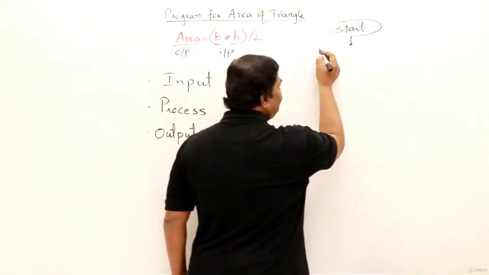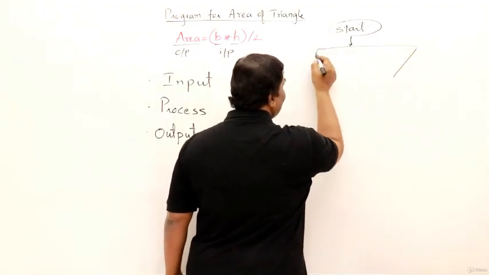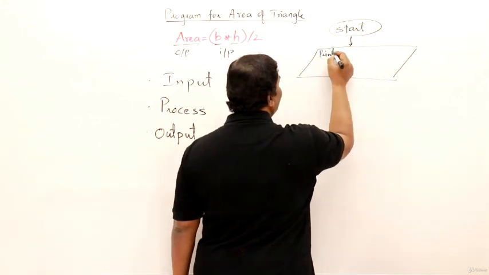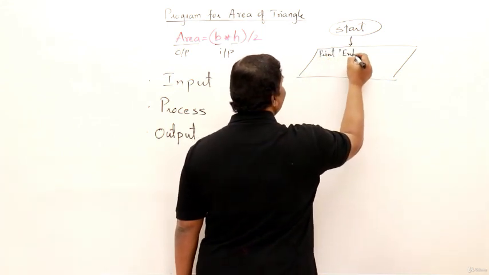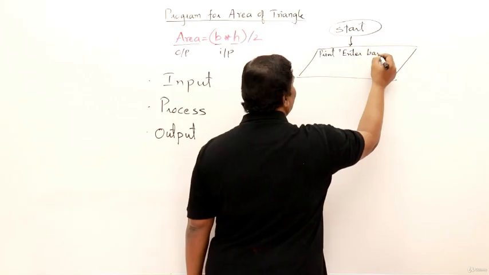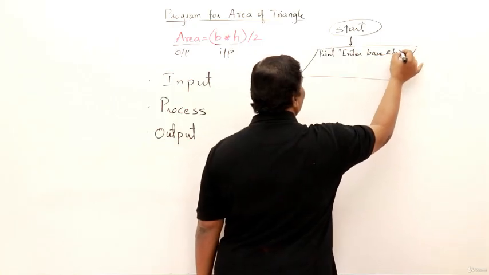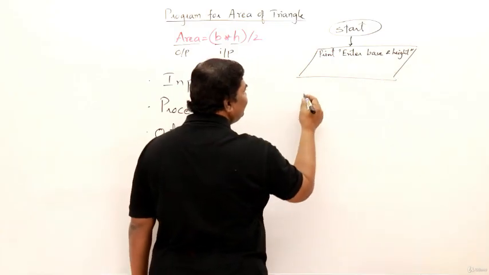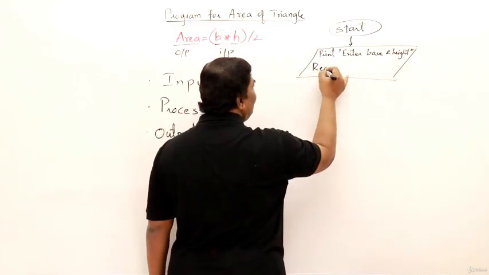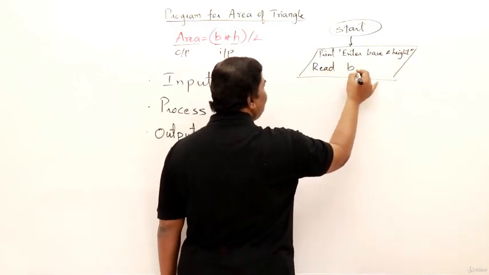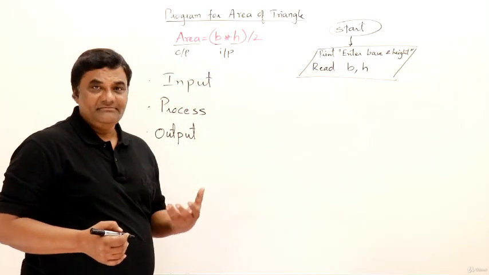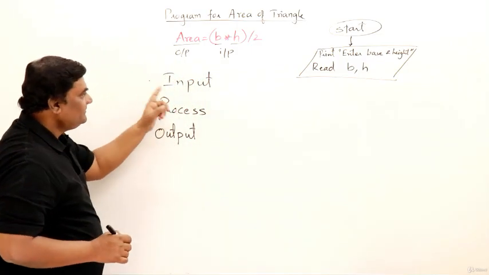That can be written using a parallelogram, the input and output box. Here I will write a print message, enter base and height. This is the message. It is just like I am asking you to please give me base and height. Then when you give me, I will take them in variables, that is B and H. Whatever two values you give, I will read them. So this is input. Input is over.